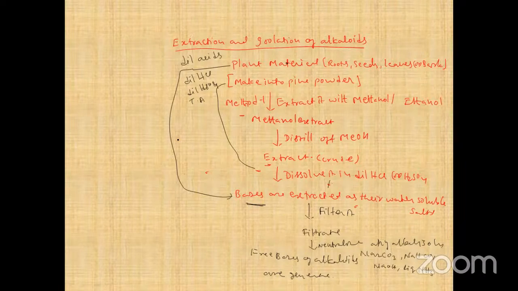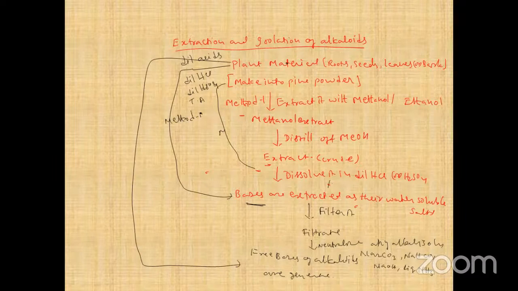In the third method, some plant materials are soluble in ammonia. Directly you can add ammonia. Sorry, this is method one, this is method two, and this is method three.